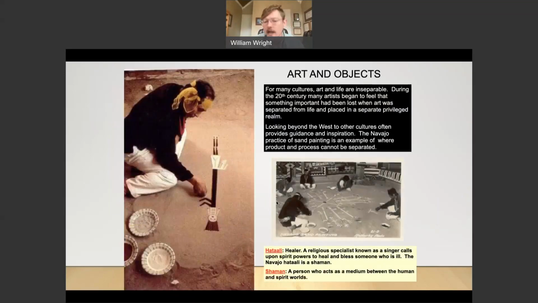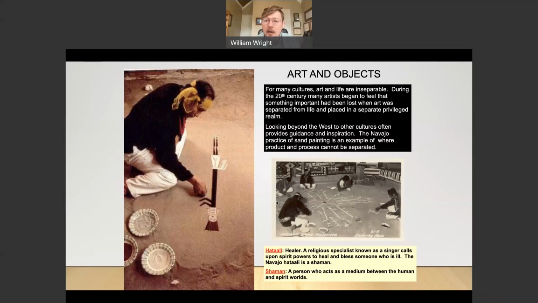It really highlights that the object versus the art, they're different things. The object can have art, but the process of it is art, and art and life are inseparable. And prior cultures to modern Western culture often regarded the creation of art as some sort of act of life, and 20th century artists began to feel that something had been lost when art was separated from life and placed in some sort of privileged realm.